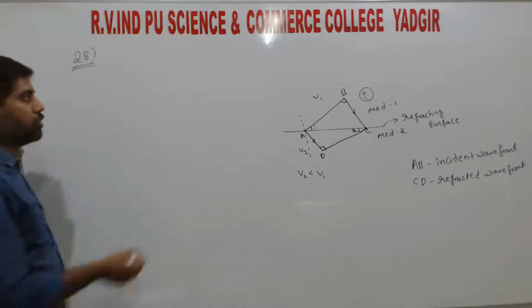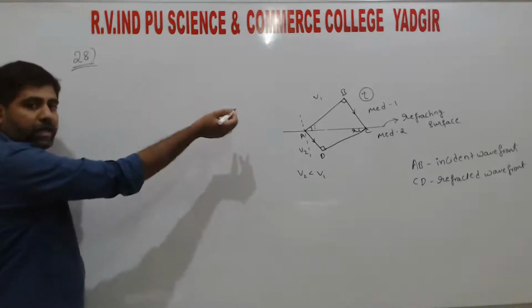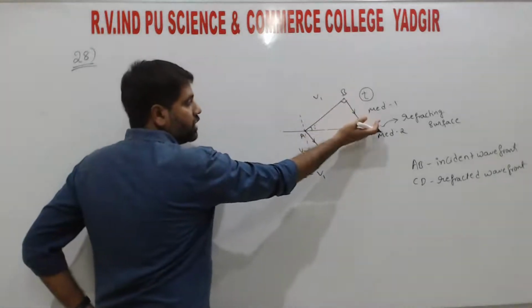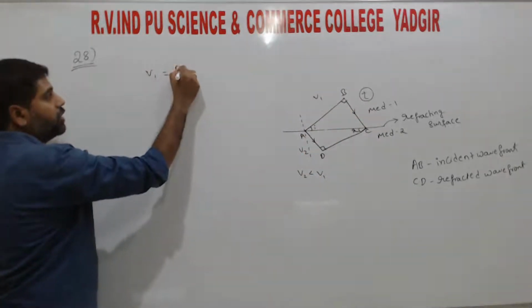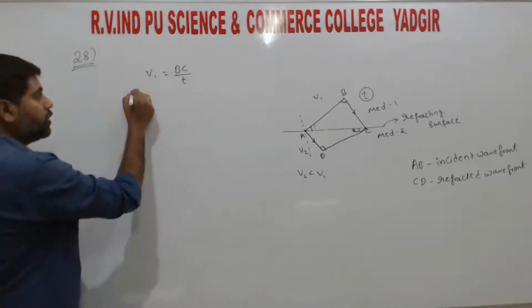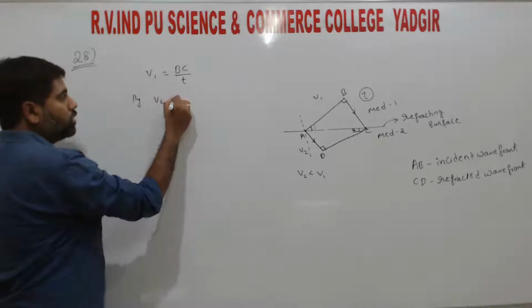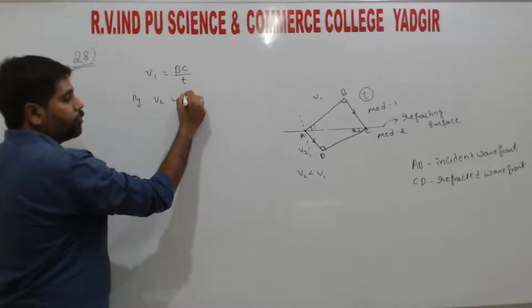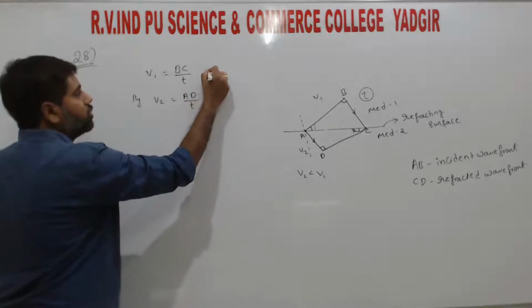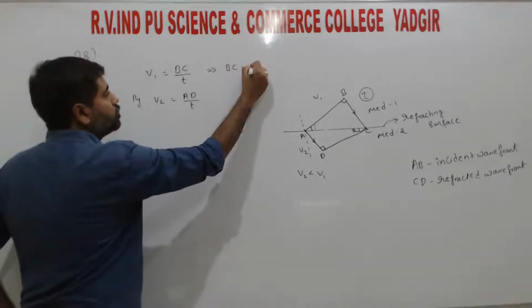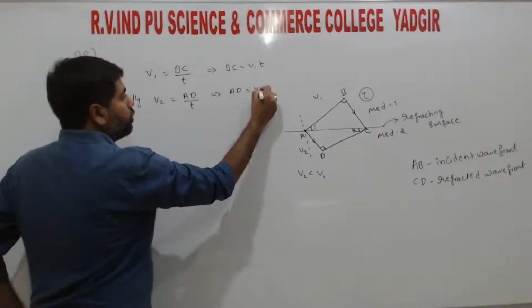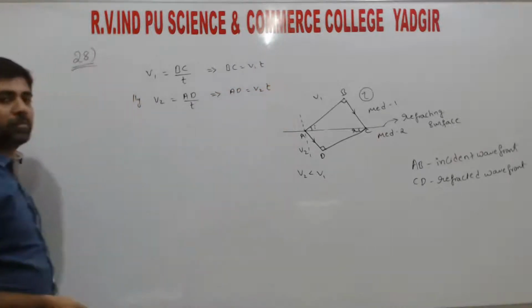From the velocity, v1 is equal to the distance covered, that is BC, divided by time t, right? Similarly velocity v2 is equal to the distance covered AD divided by t. So we can write BC is equal to v1t, and AD is equal to v2t, right?